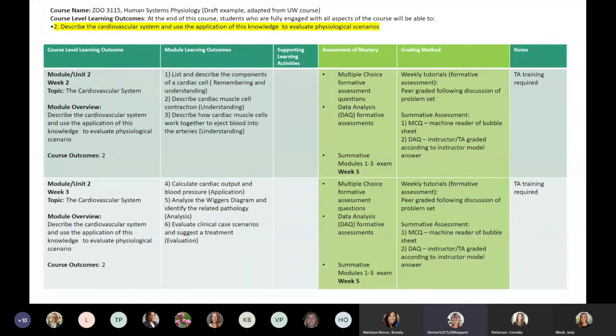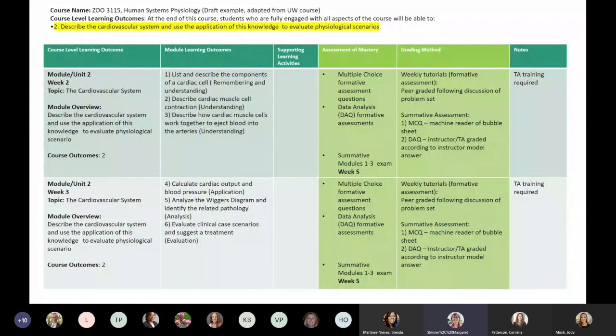All right, so now we're starting to fill out this course map a little more. What you can see here is we've highlighted, towards the right as you look at it, the assessment of mastery and the grading method. But I just wanted to point out one thing before I get there. I'd mentioned earlier that my cardiovascular module goes over 2 weeks, and so here I've split those outcomes between the 2 weeks. Just for argument's sake, we're doing the first 3 in the first week and the second 3 in the second week.